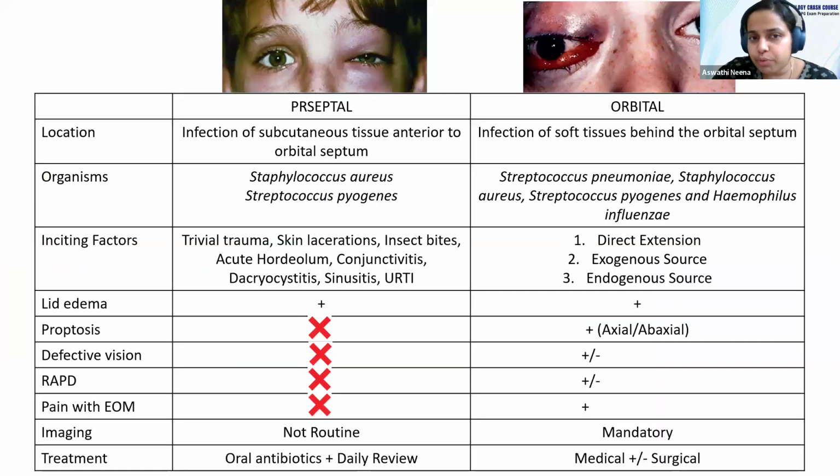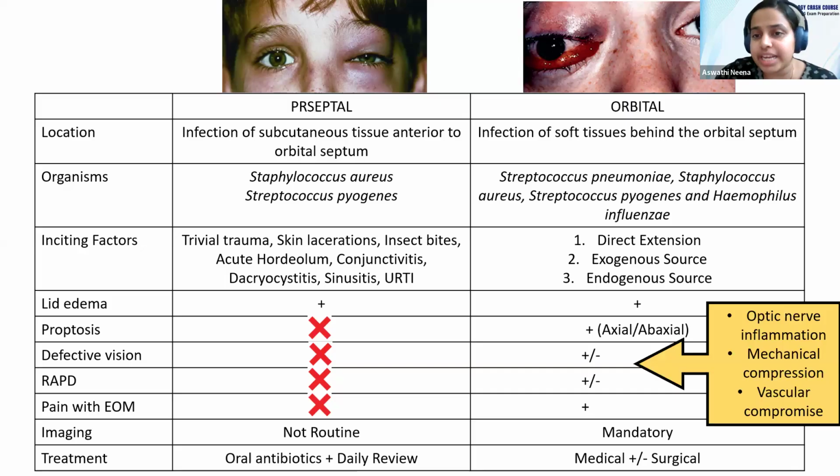So I'd like to leave you with this table differentiating preseptal and orbital cellulitis. The pathogens are more or less the same, but the inciting factors differ slightly in that there are local factors like trivial trauma and hordeolum, which are common in preseptal cellulitis, while in orbital, you can have more sources, which I'll come to in my next slide. The main differentiating features lie in vision, extraocular movements, pupil, and proptosis. Orbit imaging is not considered mandatory for preseptal, but in exceptional cases like the third case, we have to consider imaging even in preseptal.